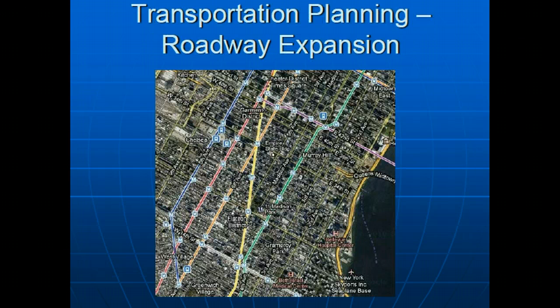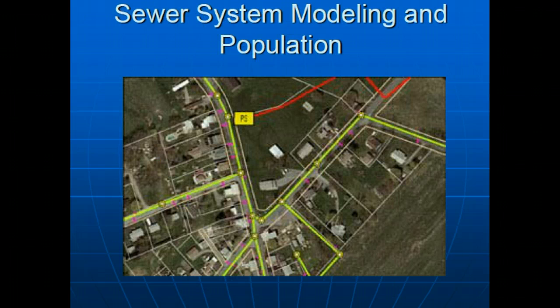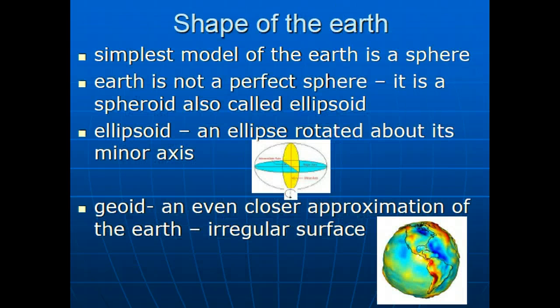GIS is very useful in transportation planning and roadway expansion. This is called a transportation network. GIS is also very useful for utility networks and sewer system modeling for population growth or decline.